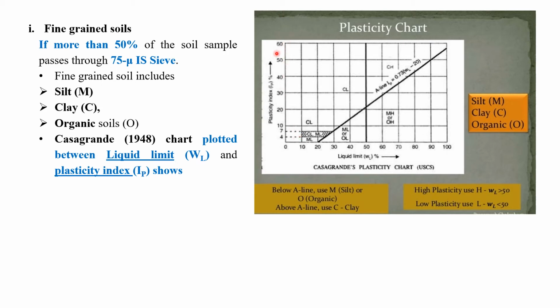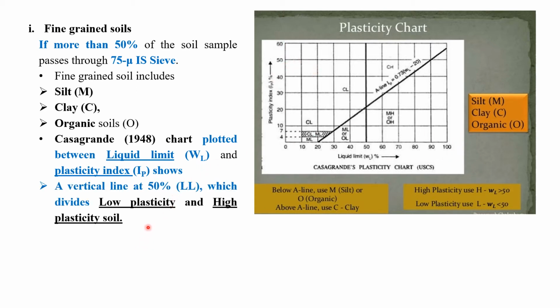That is the meaning. So actually Casagrande has developed this chart, right? And it says that there are two lines on this chart. Now you can see two lines on this. One line is called the A line and another line is the vertical line.